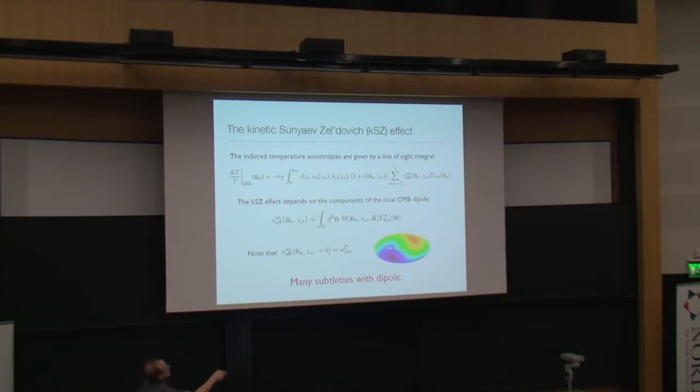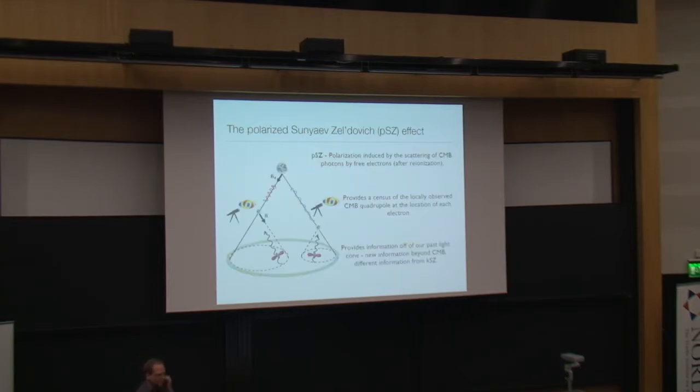So just note that in this equation, we have this sum over 3 moments projected onto the line of sight. And as we take the redshift to 0, this is just literally our observed CMB dipole. Okay, there's tons of subtleties with the dipole. I'd love to talk to you about them, but I don't have time.